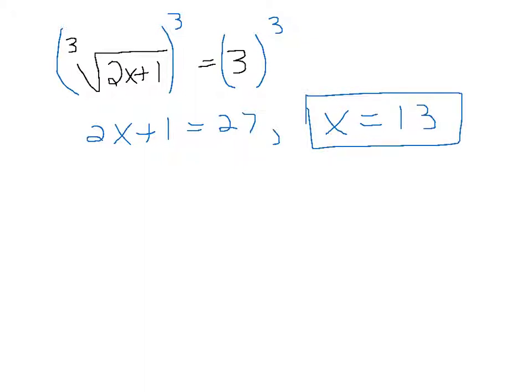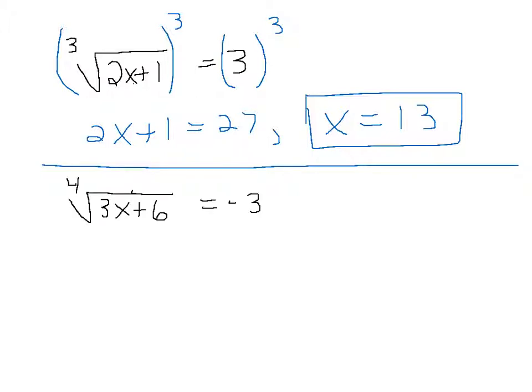If you check that, you put 13, 2 times 13 is 26, plus 1 is 27. The cube root of 27 is 3. Okay? So now let's look at one in which we get that extraneous solution popping up. Okay, so check this one out.